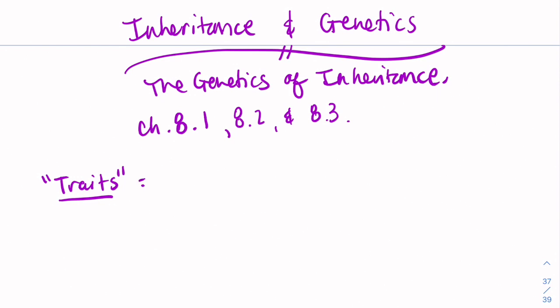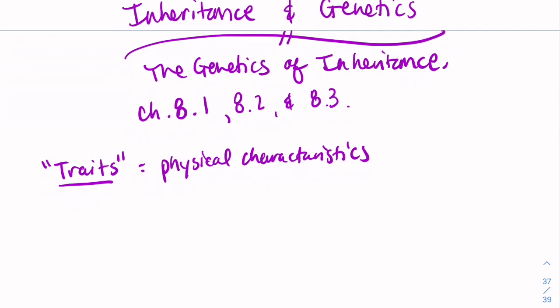Anywho, traits are basically physical characteristics. So someone's eye color or skin color, whether or not their cells are able to make a particular protein, that is a physical characteristic, and these things are inherited. We learned much of what we know initially from a scientist named Gregor Mendel.